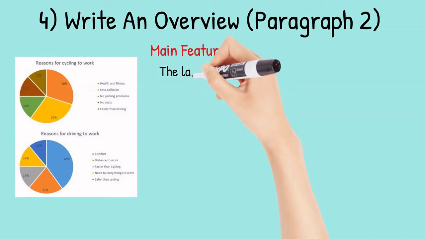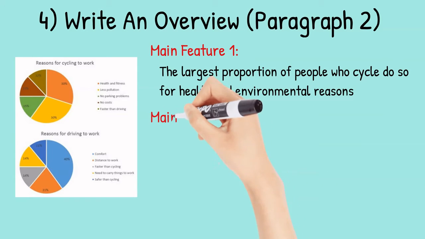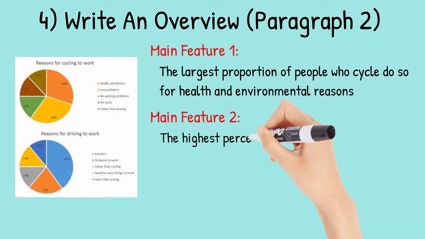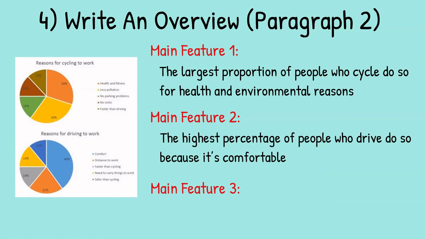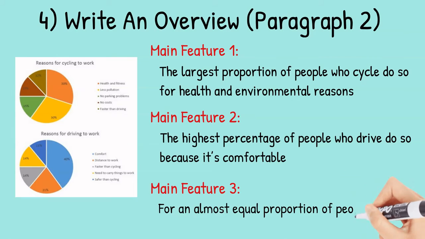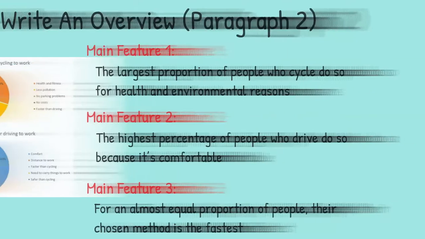Main feature 1. The largest proportion of people who cycle do so for health and environmental reasons. Main feature 2. The highest percentage of people who drive do so because it's comfortable. And main feature 3. For an almost equal proportion of people, their chosen method is the fastest. Now form these ideas into 2 or 3 sentences with a total of around 40 words. State the information simply using synonyms where possible. No elaborate vocabulary or grammar structures are required, just the appropriate words and correct verb tenses.